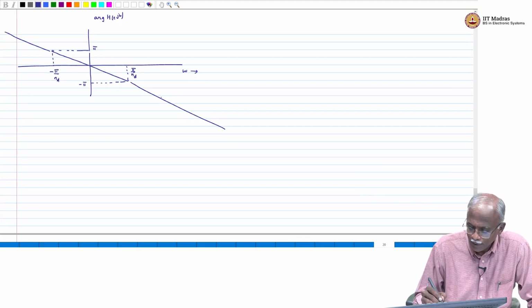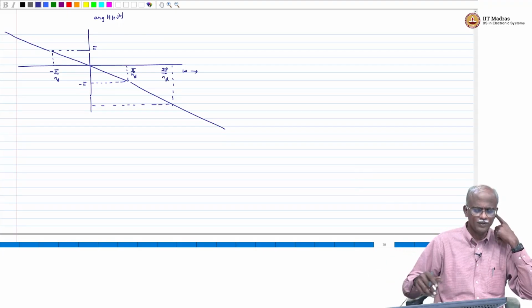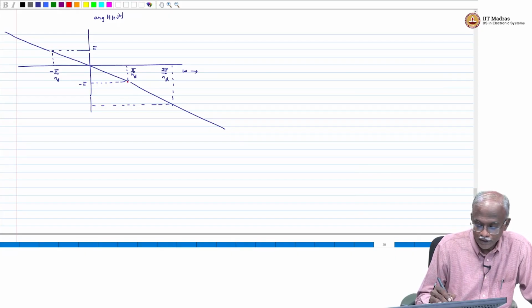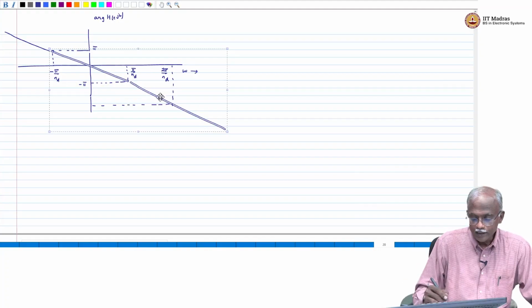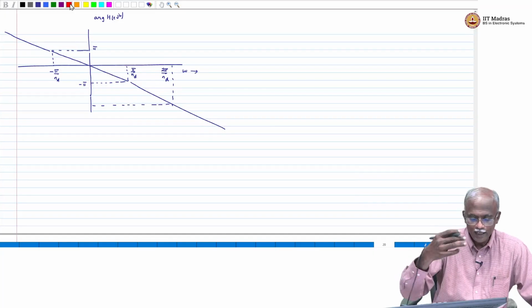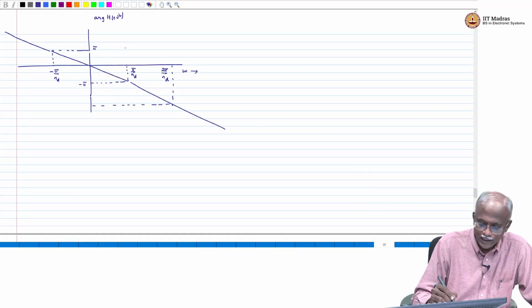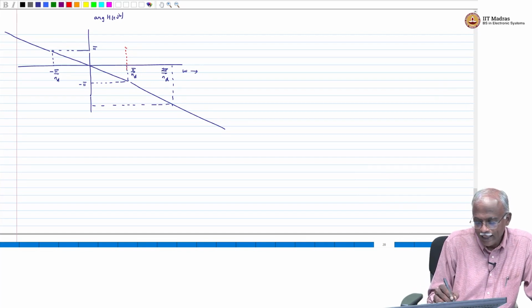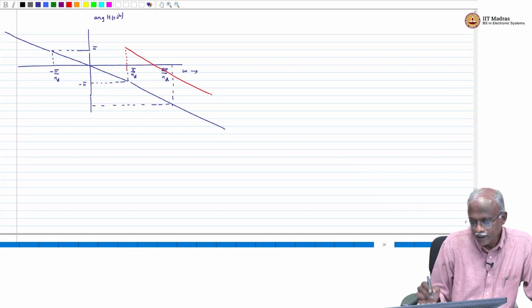It will cross 2 pi at 2 pi over n_d and so on. You can mark those points. Now, the principal value says once you reach minus pi, anything more negative, we add a factor of 2 pi. So at this point, if you are plotting the principal value, it will jump up to plus pi, and then we start having the same function again.